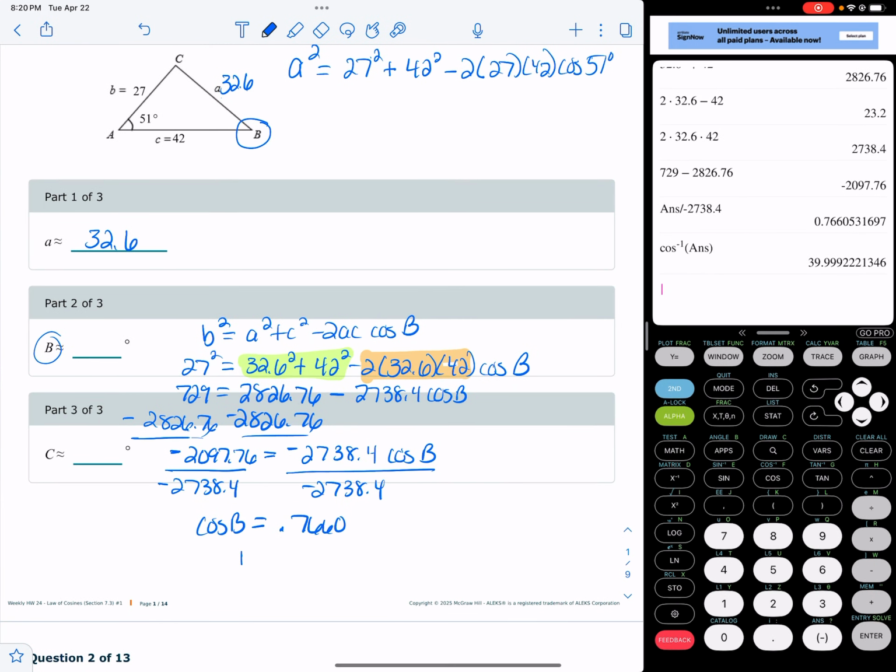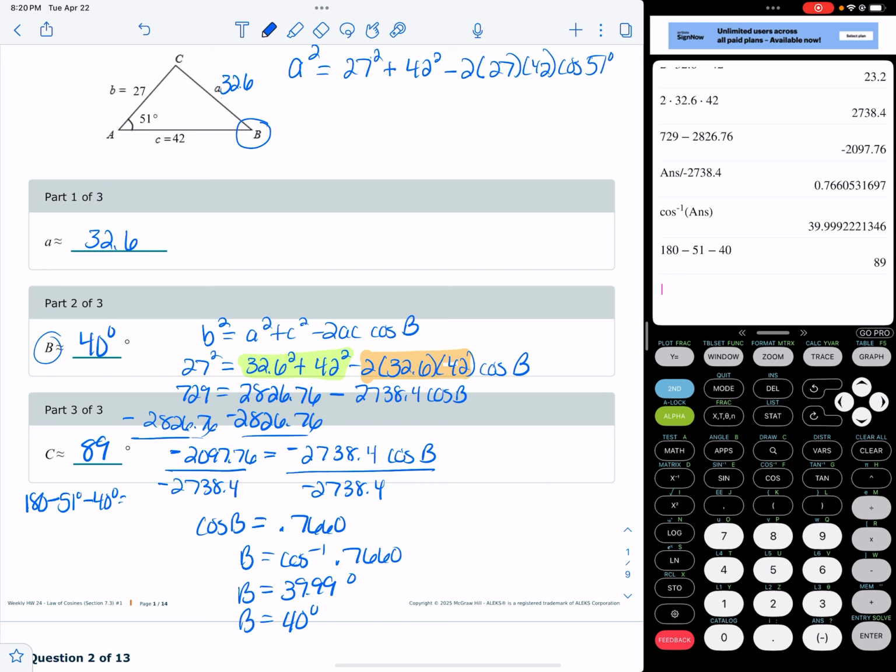I'm going to write it so you have it in your notes, what we did. 39.999, so B is 40 degrees. All right, and now that you know two angles, we know the 51 degrees we were given, and we know the 40 degrees. So 180 minus 51 minus 40 is 89 degrees.